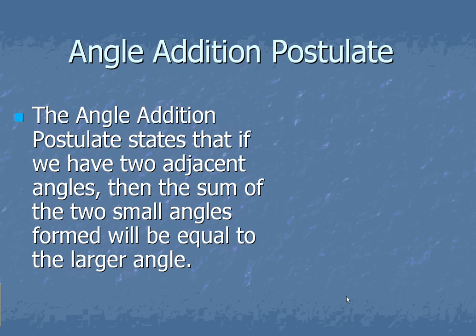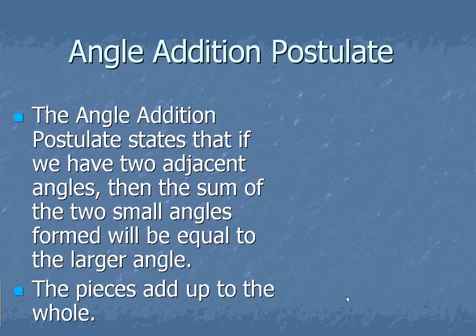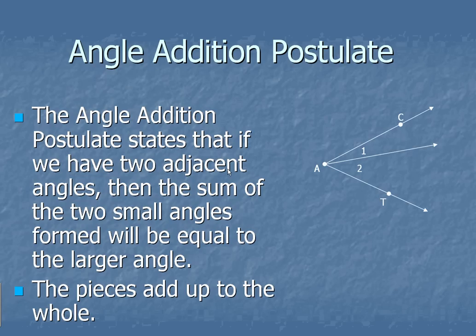And what is BAC? 64 degrees. All right. Angle addition postulate says that if we have two adjacent angles, the sum of the two small angles formed will be equal to the larger angle. And what I like to say is the pieces add up to the whole. So if I have two angles, like angle 1 and angle 2 here, I say the measure of angle 1 plus the measure of angle 2 equals the measure of angle CAT.